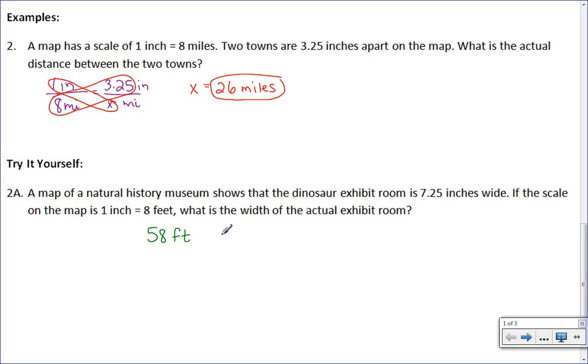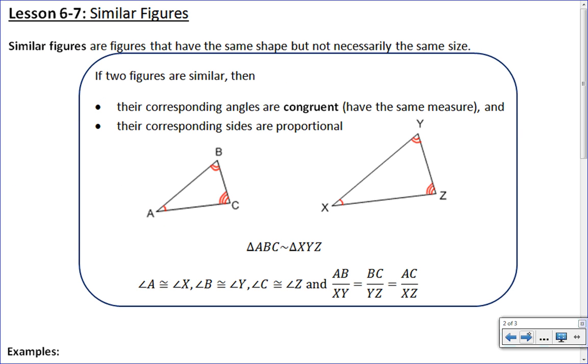Okay, let's continue on to section 6-7. We're going to talk about similar figures. So similar figures are figures that have the same shape, but not necessarily the same size. If 2 figures are similar, then their corresponding angles are congruent, and that just means they have the same measure. So you see that in this figure marked with the little red marks here. So angle A is congruent to angle X, angle B is congruent to angle Y, and angle C is congruent to angle Z.